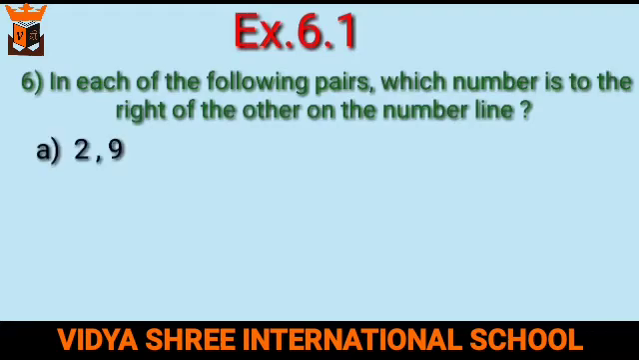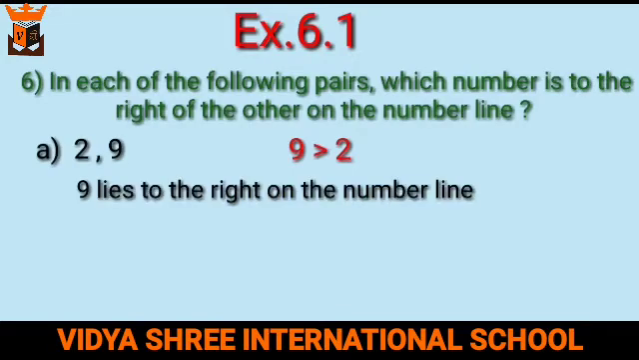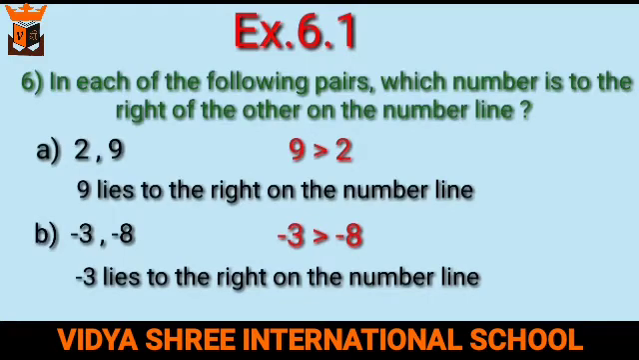First one is 2 and 9 is the pair. Here 9 is greater than 2, so 9 lies to the right on the number line. B part is minus 3 and minus 8. Minus 3 lies to the right on the number line as minus 3 is greater than minus 8.